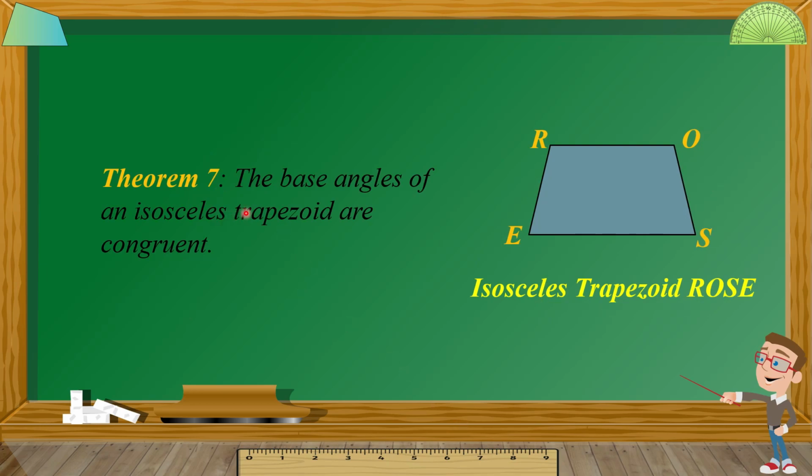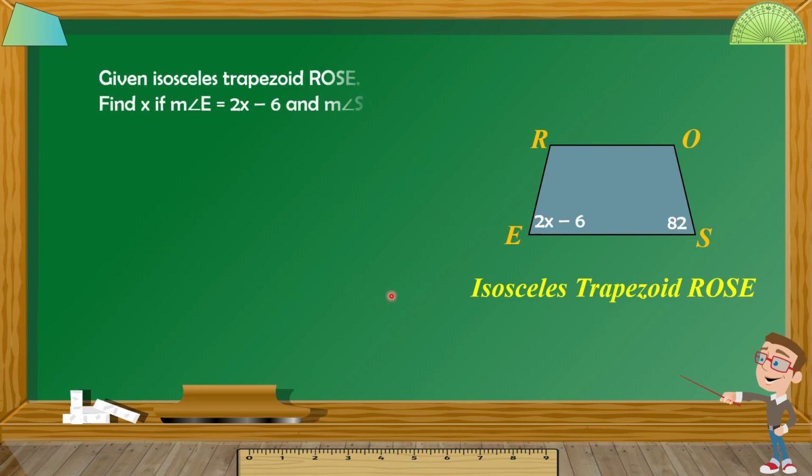Theorem number 7. The base angles of an isosceles trapezoid are congruent. So, yung mga base angles natin ay congruent, based dito sa theorem number 7. So, bigay tayo ng example dyan. So, given isosceles trapezoid ROSE, R-O-S-E, find x if measure angle E is equal to 2x minus 6 and measure angle S is equal to 82.